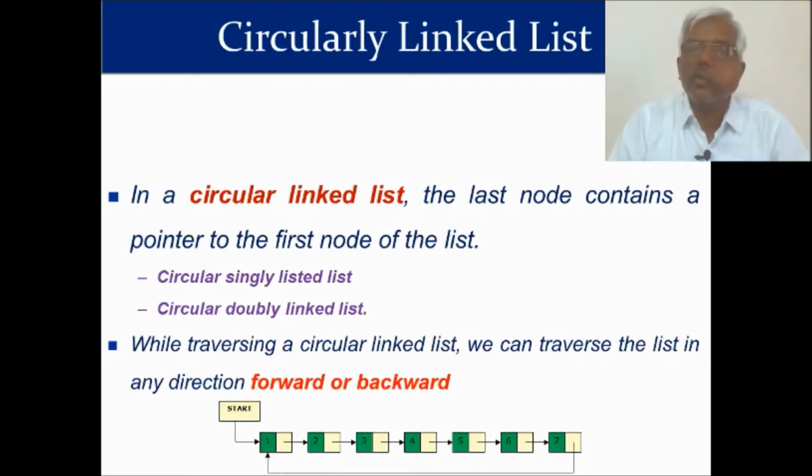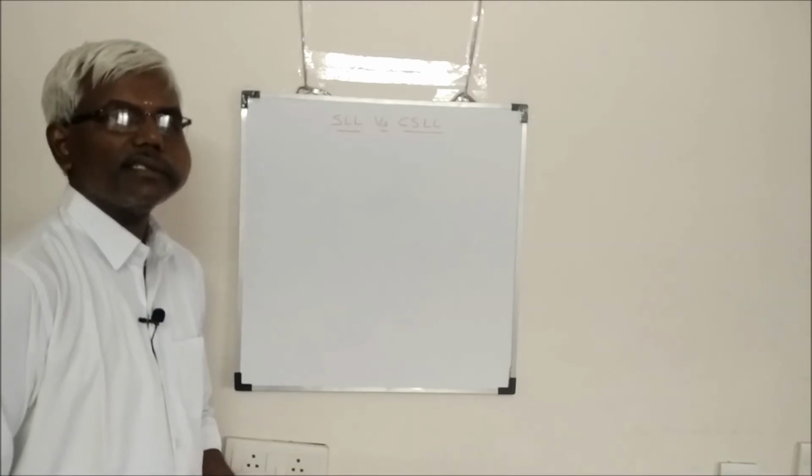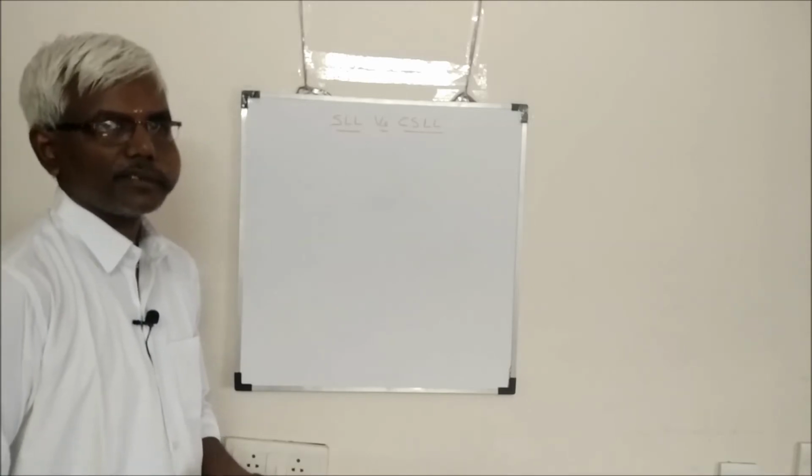So there are two types of circular linked lists available. One is the circular singly linked list and the other is the circular doubly linked list. Here we see the example of a circular singly linked list. In the next section we are going to discuss the doubly linked list. From a doubly linked list, if the last node is connected to the first node, we can call it a circular doubly linked list.